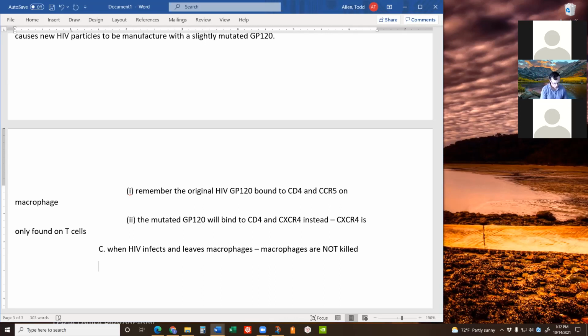So long story short, when HIV infects and leaves T cells, right, T lymphocytes, the T cells are killed. That is a critical difference. Macrophages are not killed by replicating the virus and spitting them out. T cells are killed.